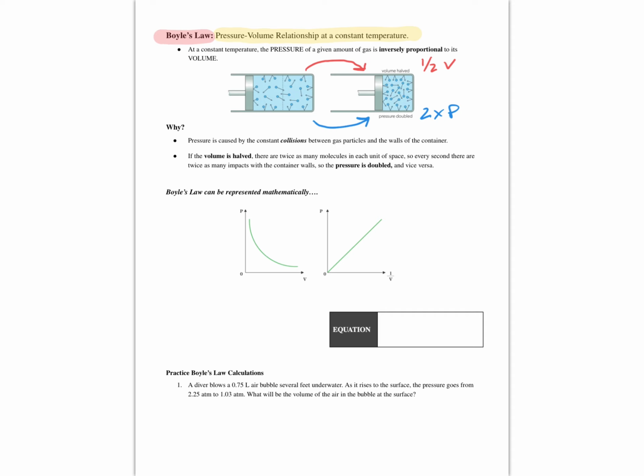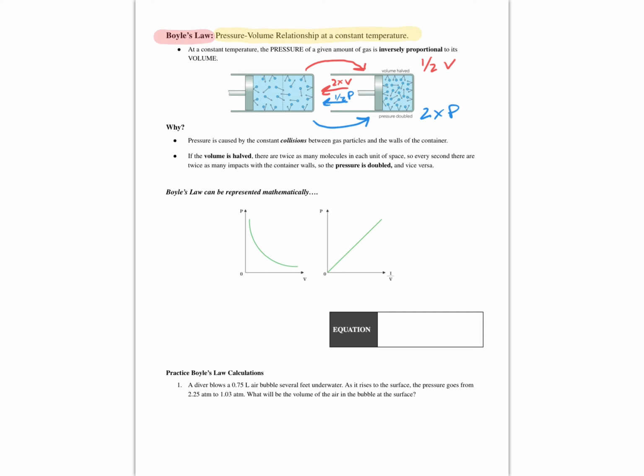Pressure is caused by the collisions of the gas particles with the walls of the container. As that container volume is halved, those collisions become twice as frequent since there is less space for the particles to travel. And vice versa, if you were to double the volume, increasing the space for the particles to travel, you would then halve the pressure because they would hit the walls of the container less frequently.